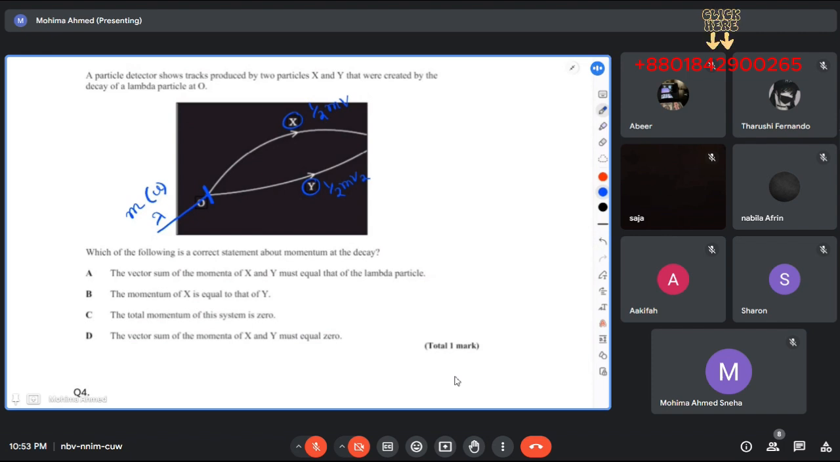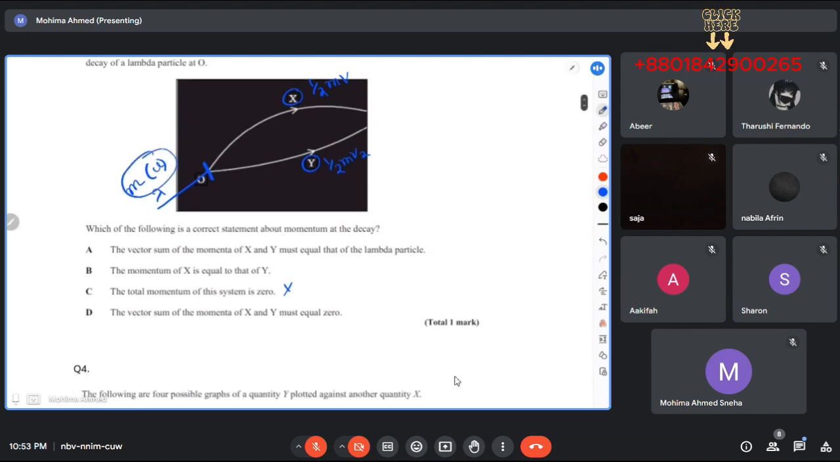By the system they're referring to X and Y. I do not know if they have zero momentum or not, because zero momentum would indicate that they do not have initial velocity, right? But they do have final velocities. They were moving along this entire pathway. So the total momentum of the system is not zero. That is not the correct answer. And the total momentum of X is equal to the total momentum of Y. The vector sum of the momentum of X and Y must equal that of the lambda particle. Yes, E.